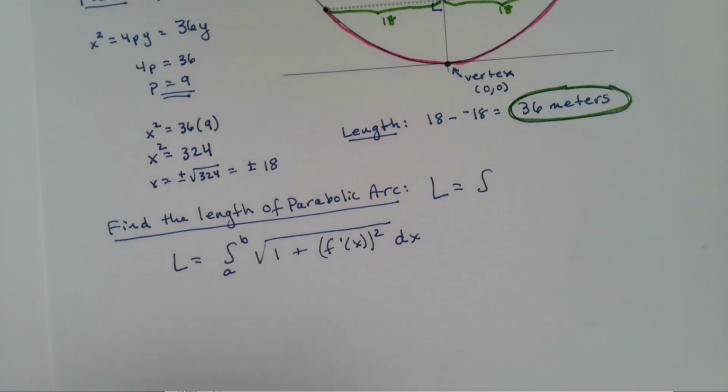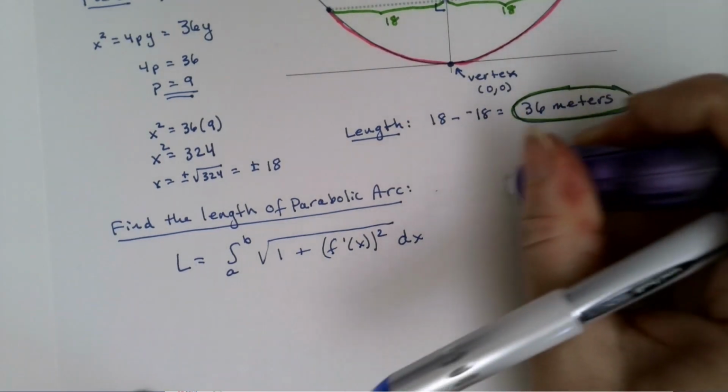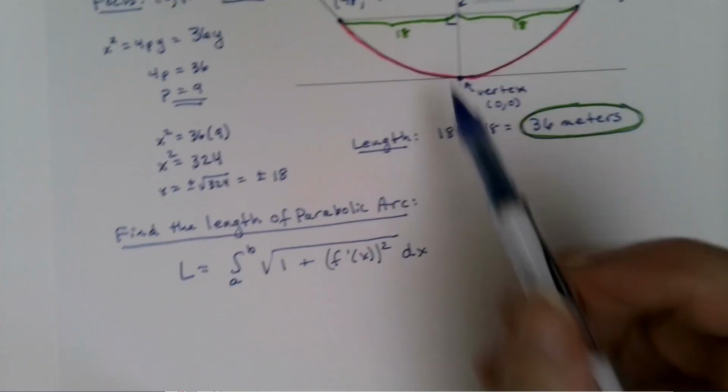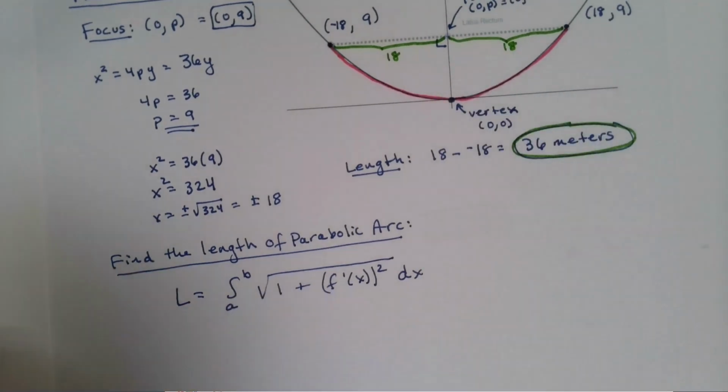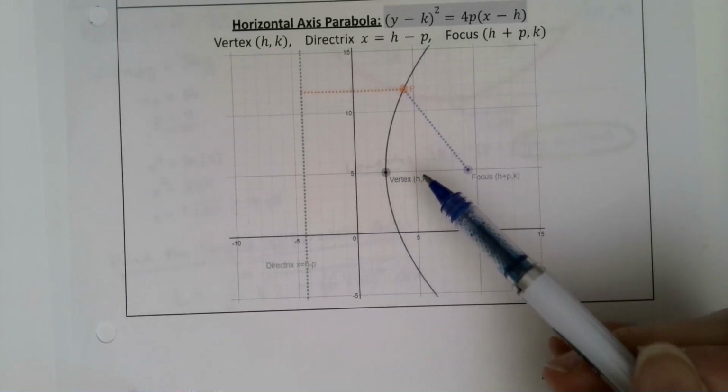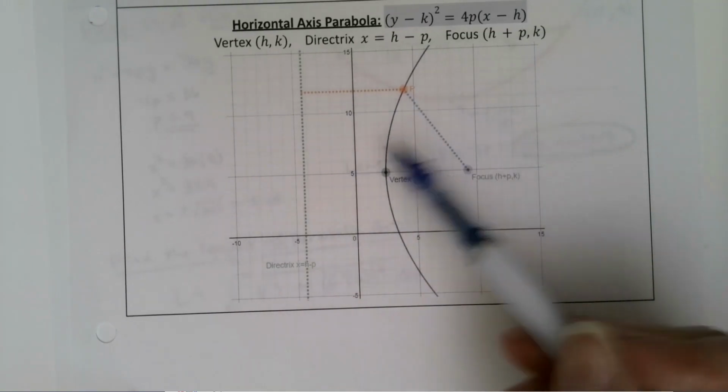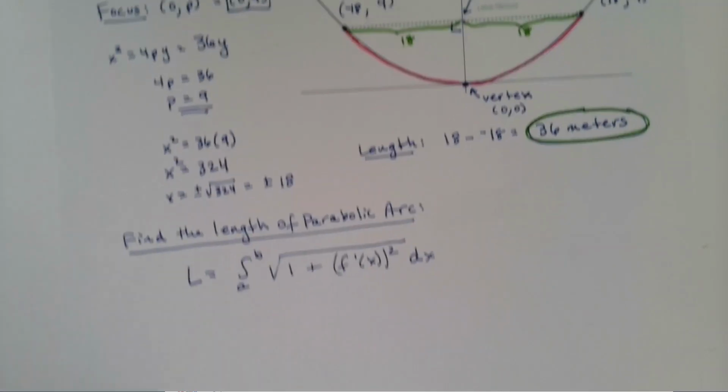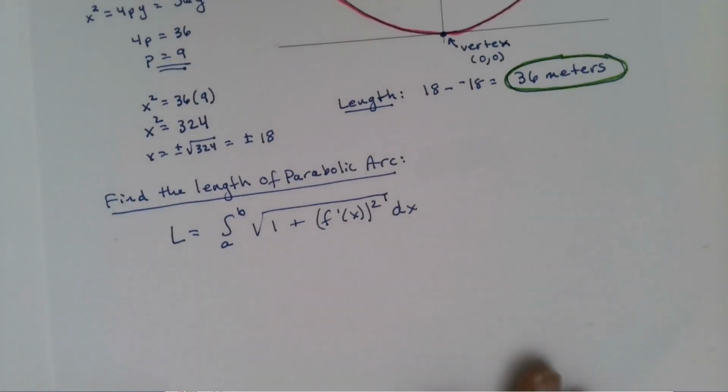Now, I would do a dx in this case because it's a vertical parabola. Therefore, it's a function in x. If it was a horizontal parabola, I would use g prime of y, if you will, because then it's a function in y. But this particular one's a function in x, like that.